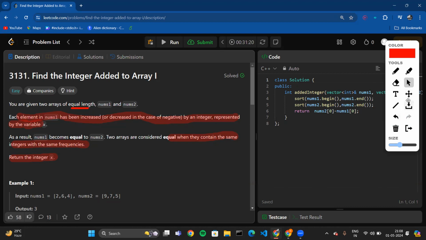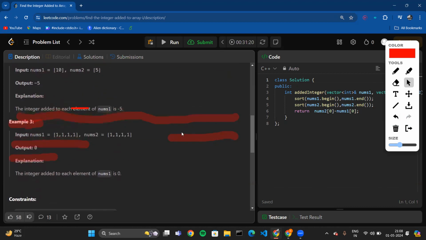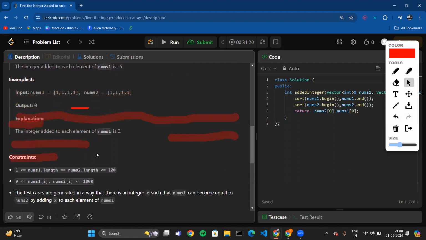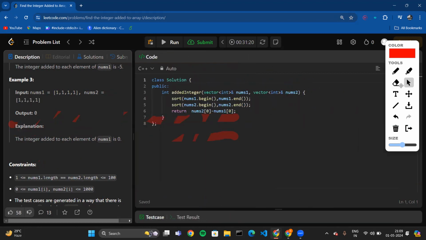Now, if we check the constraints, nums1.length and nums2.length are only 100, and nums1[i], nums2[i] are only 1000. So we can clearly apply an algorithm of any sort in terms of time complexity in this question. Now, what will be the easiest way?